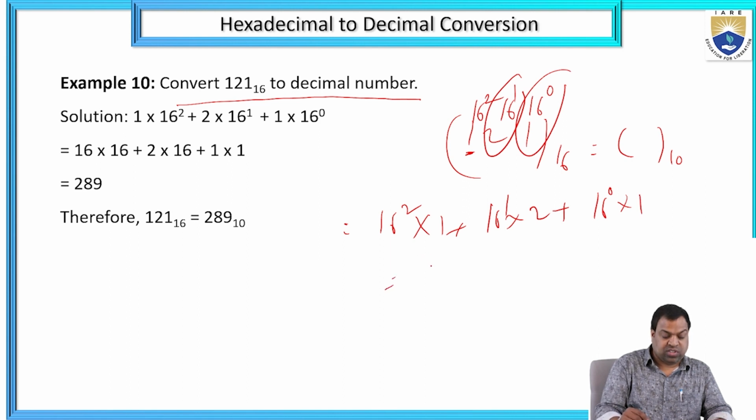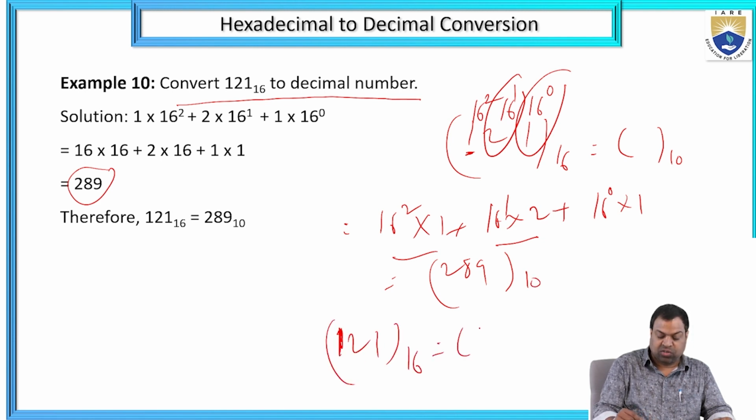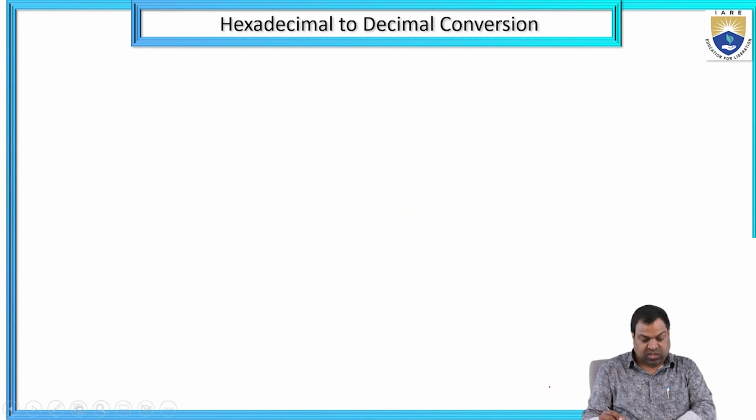16 square plus 16 power 1 into 2 plus 16 power 0. The value is 289 base 10. So what is the input value? 121 base 16 converting to decimal means 289 base 10.